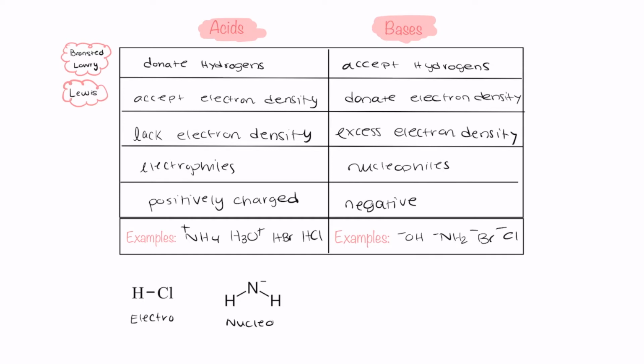I will write it like this for short. I like to think of mechanisms as a fair exchange. So nitrogen is going to say, hey, hydrochloric acid, I really like this hydrogen of yours. I think I want to take it. And in exchange for that hydrogen, I'm going to give you one of my lone pairs. So let's trade.